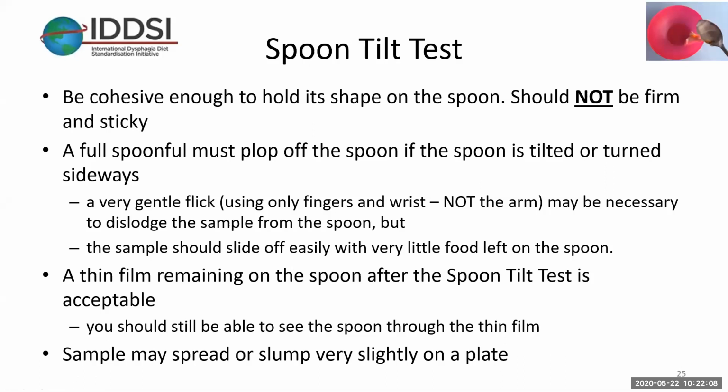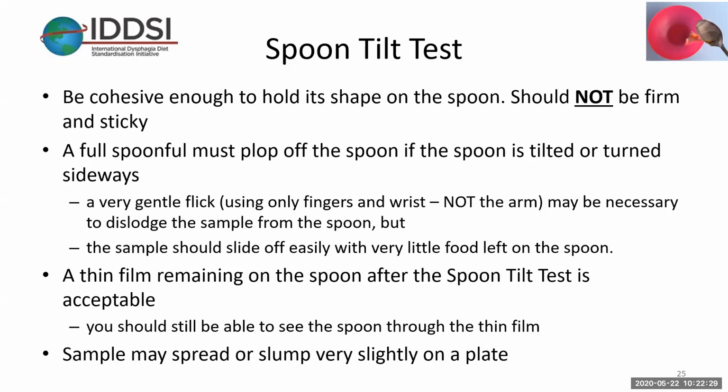We're looking for a sample that is cohesive enough to hold its shape on the spoon, but it should not be firm and sticky. The full spoonful must plop off the spoon as it is tilted or turned sideways. A thin film can remain on the spoon after the test, and the sample may spread on the plate after it lands. Note that in this test, we're allowed a very gentle flick to dislodge the sample.